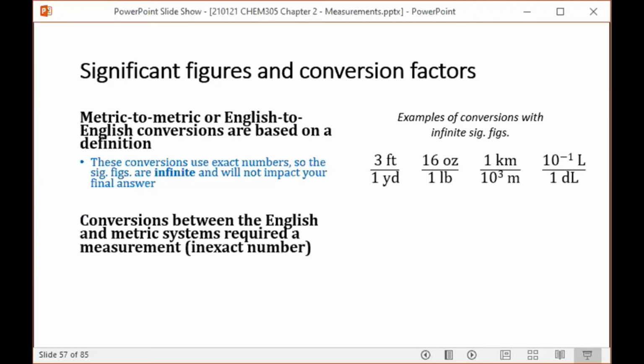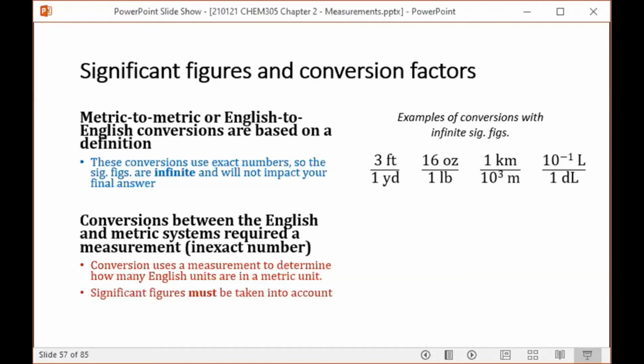When you're converting back and forth between the two systems of measurement, like from an English system unit of measurement like feet to a metric system unit of measurement like meters, those conversions require a measurement in order to perform the conversion. And so any conversion between the systems of measurement, like English to metric or metric to English, are going to involve inexact numbers, measured numbers that have some uncertainty. And so because of that, you have to take sig figs into account.